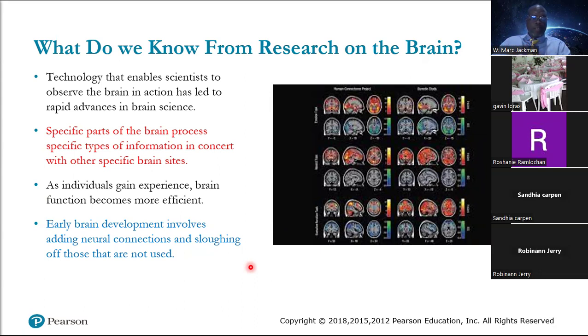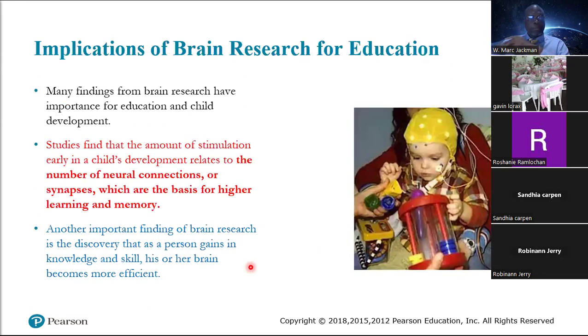Early brain development involves adding neural connections. So young children sprout a lot of connections, a lot of neurons. Neurogenesis is very, very prominent early in life. And there are a lot of connections that are made, but there's a lot of pruning taking place, where those connections and those areas that are not used are pruned away, all right? Because the whole notion of nature is to develop a more efficient brain.